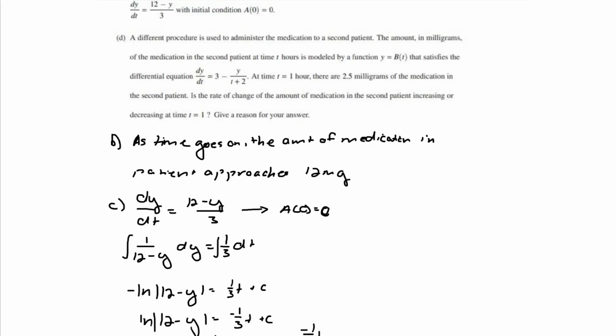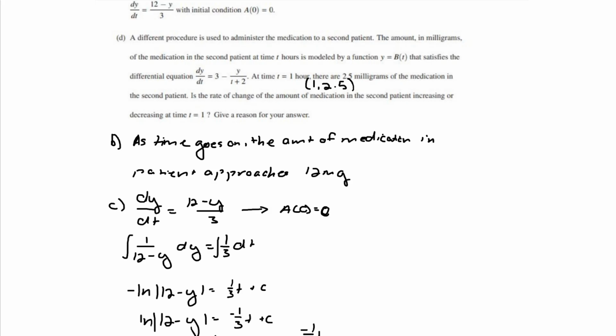Okay, so part D says, a different procedure is used to administer medication to the second patient. The amount in milligrams of the medication in the second patient is modeled by y equals B of t that satisfies dy/dt equals (3 minus y) over (t plus 2). We're told at time t equals 1 hour, there are 2.5 milligrams in the second patient. This gives us the point (1, 2.5). And it says, is the rate of change of the amount of medication in the second patient increasing or decreasing at time t equals 1? So what are we actually being asked?